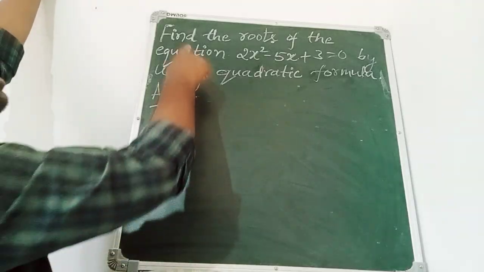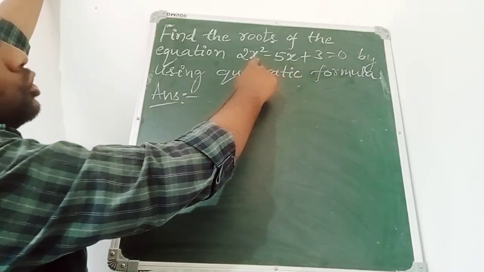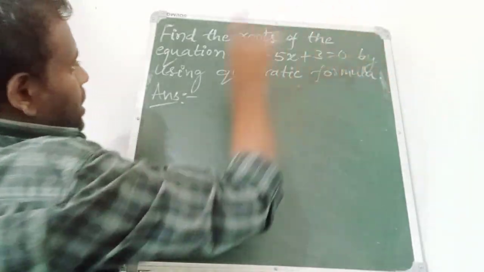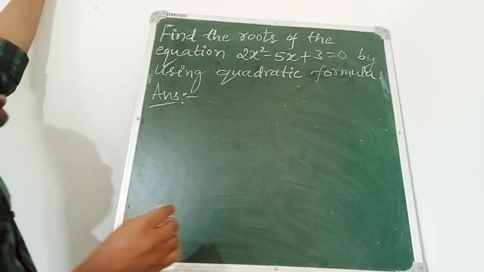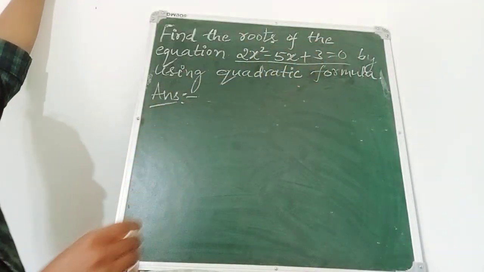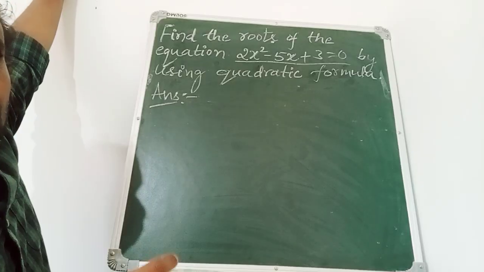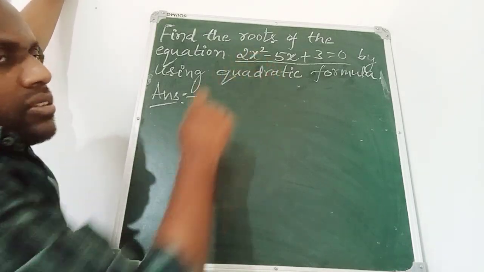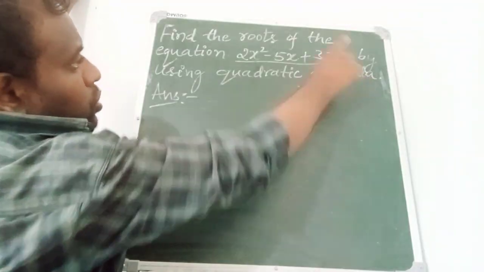Find the roots of the equation 2x² − 5x + 3 = 0 by using the quadratic formula. The equation is given, so we have to find the roots. Roots means values of x, the values of x that make this equation equal to 0.